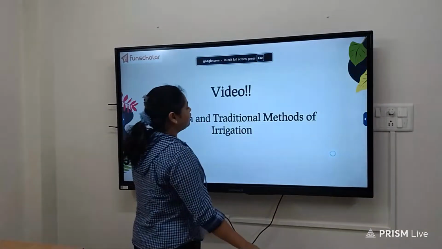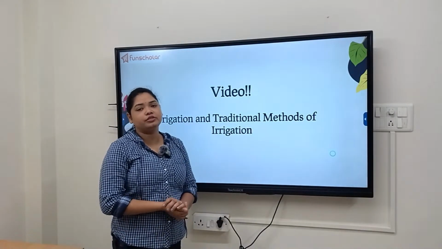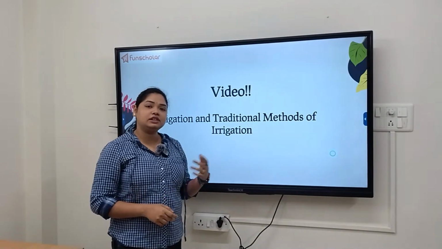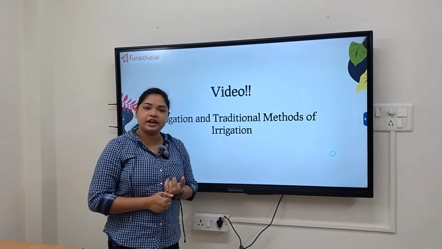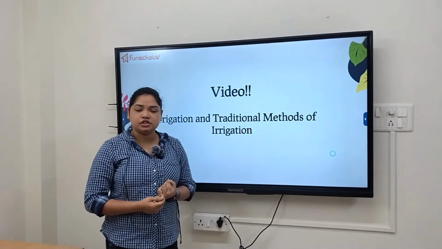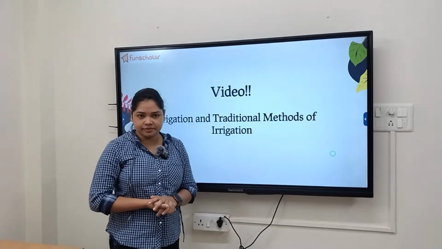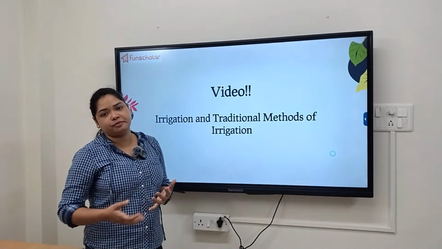So therefore, you have understood the traditional methods of irrigation and how they were carried out. But the main problem in all these methods was that, firstly, they were operated either by humans or by animals. So therefore, it was not an automatic system which did not require any human effort or labor by any animal.